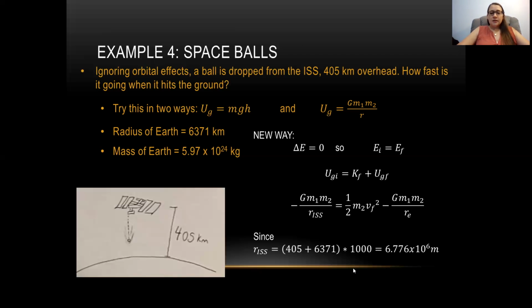Okay, so this radius to the International Space Station is the radius of the Earth plus the height of the International Space Station above the surface. And then we're multiplying by 1,000 because we need that in meters as opposed to kilometers. So doing our same plugging in our numbers, doing our algebra magic, we get a final velocity of 2,733 meters per second.